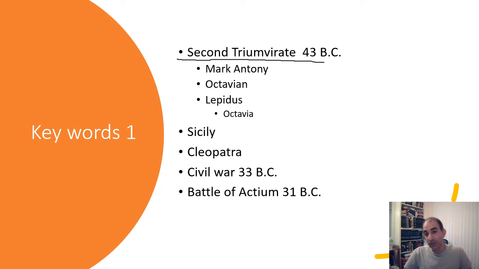So anyway, we get to the second triumvirate, in 43 BC, and it includes three men: Mark Antony, Octavian, and Lepidus. And then who is Octavia? Well, I'll explain her in a second. And then Sicily, Cleopatra, civil war, the Battle of Actium. I'm going to run through all of that as we go through this. So again, get all these terms down, and then we're going to tell this story while we're on a map here and can really explain it well.